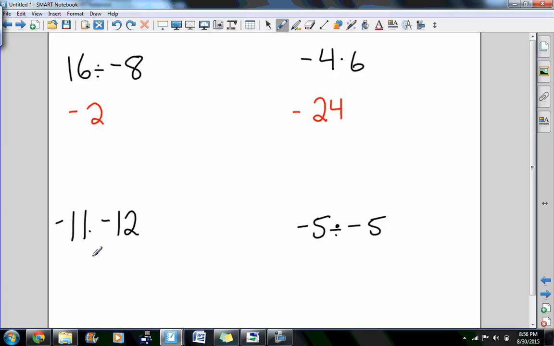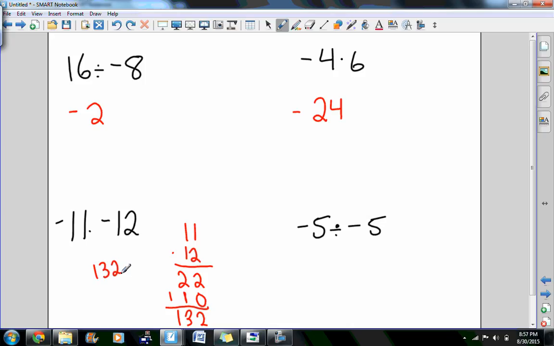Down here in the bottom left, we have 11 times 12. Well, we're going to have to do it this way. But we know a negative times a negative is going to give us a positive answer. So we can basically ignore them in the problem. 2 times 1 is 2. 2 times 10 is 20. So then 0 here. 10 times 1 is 10. 10 times 10 is 100. So we end up getting a positive 132.